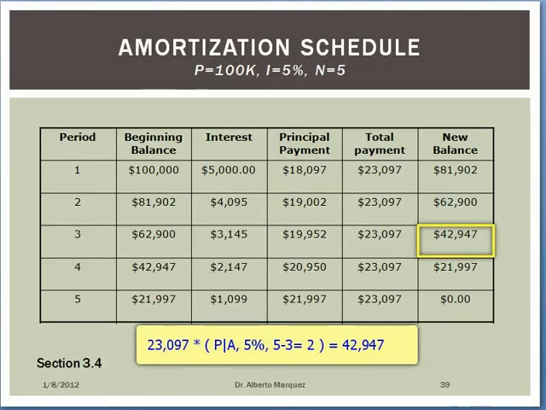And based on the equation that we just saw, we can compute that number as the annuity, which is 23,097, times P given A for 5%, and then the number of periods is n minus t, which in this example is 5 minus 3 equals 2. And when we compute that, we get the right answer.